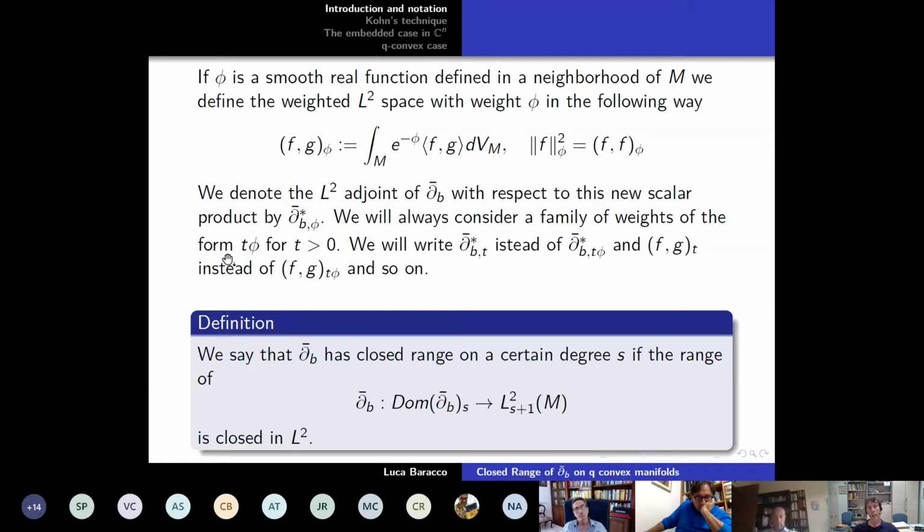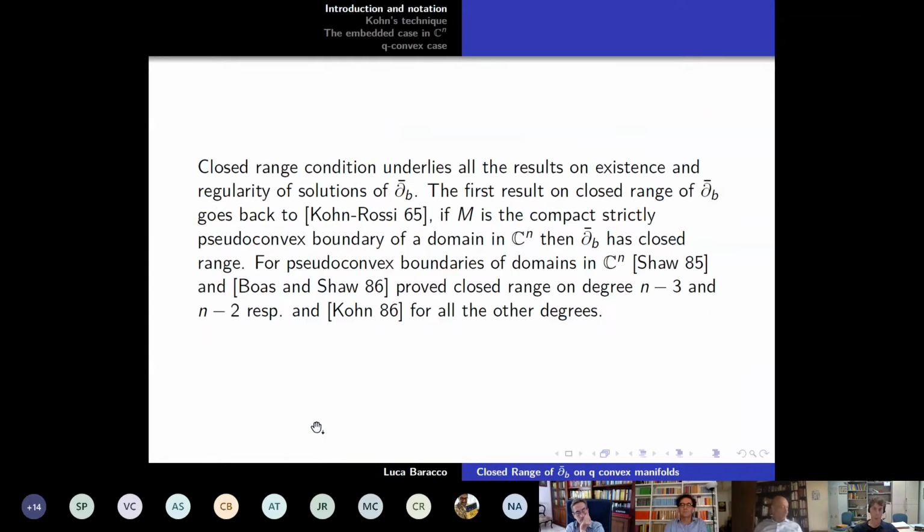When the weight is of the form t phi, where phi is a fixed function and t is a parameter that I will need to modify, then I will just add t on the scalar product and on the adjoint of the d bar. So we say that the d bar B has closed range on a certain degree S if the range of this map is closed in L2.